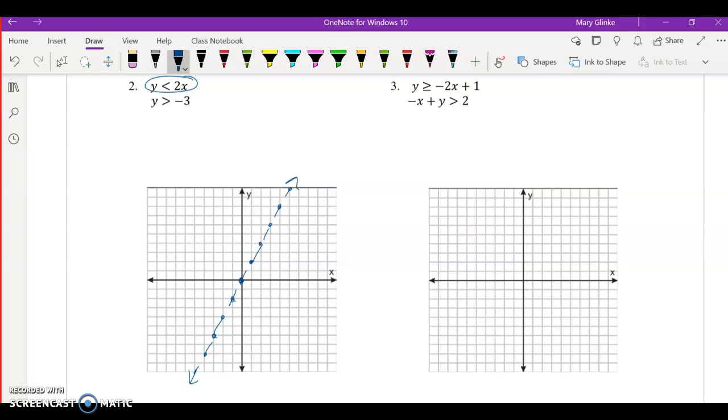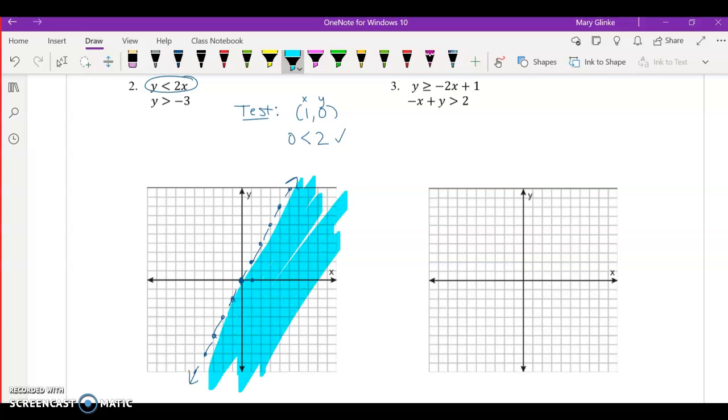To figure out the shading, I'm going to test a point, but here we go. We can't test 0, 0 because that is one of the points on the line. So I have to test something else. So honestly, I'm just going to test 1, 0. So I'm going to plug in 1 for x and 0 for y, and I get 0 is less than 2. This is true, which means for blue, I'm going to end up shading this side over here because my test point gave me something that actually works.